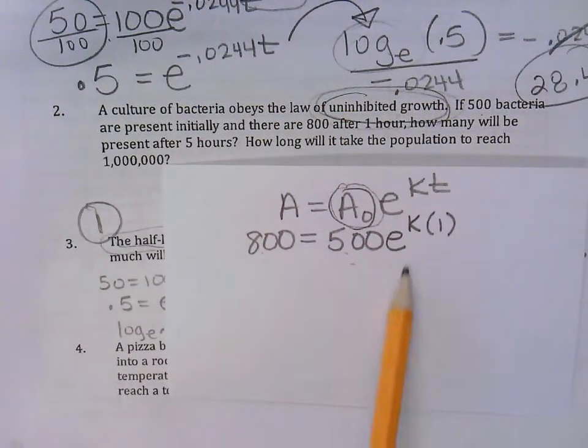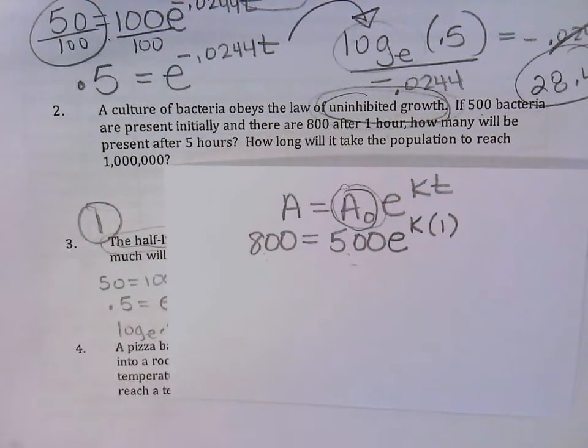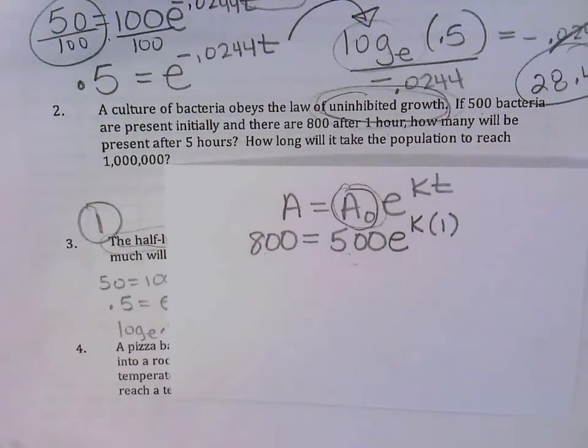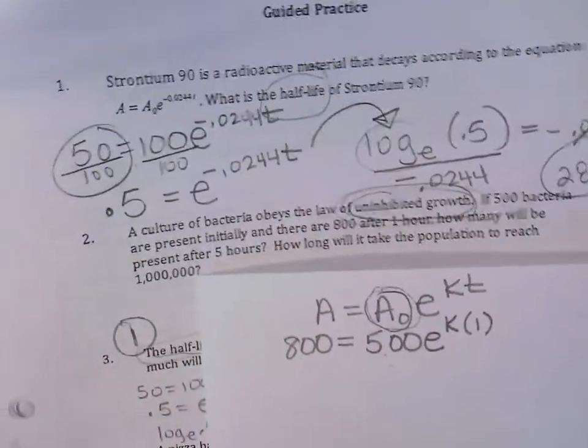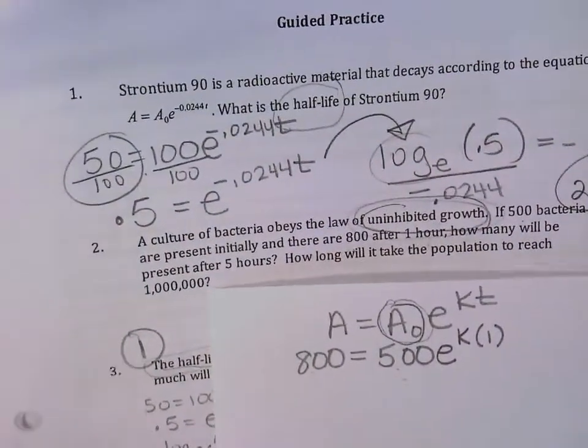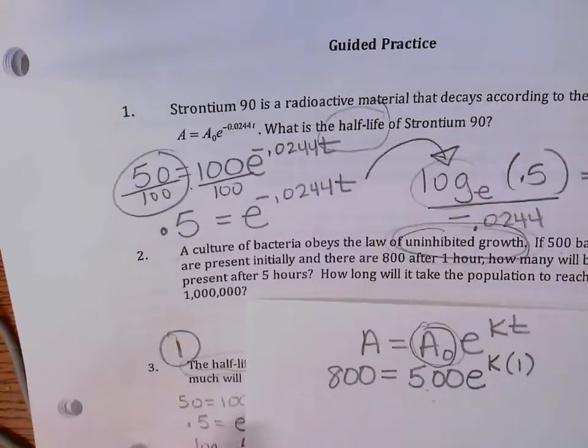Should K be a positive or a negative number? Positive, because we've got bacteria growing. So K is going to be a positive number this time. Go ahead and solve for K. Divide by 500, switch into logs, and solve for K. Same process every time. All right, so you were solving for K.